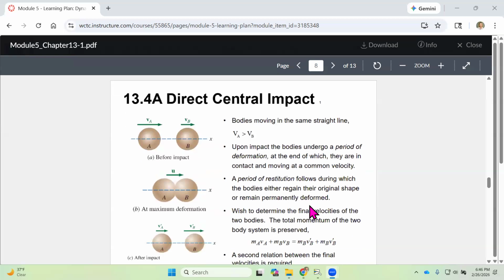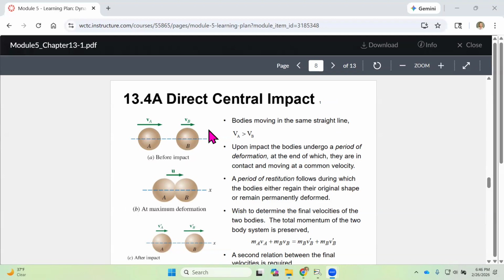Now, when we have a direct central impact collision, what we have is that the centers of gravity of the elements that are going to collide with one another are in line with one another, and their travel is on the same line of action. So as we see these two balls here, ball A and ball B, notice that this x-axis goes through what we would believe would be their geometric center, and their velocities are along that same line, being horizontal.